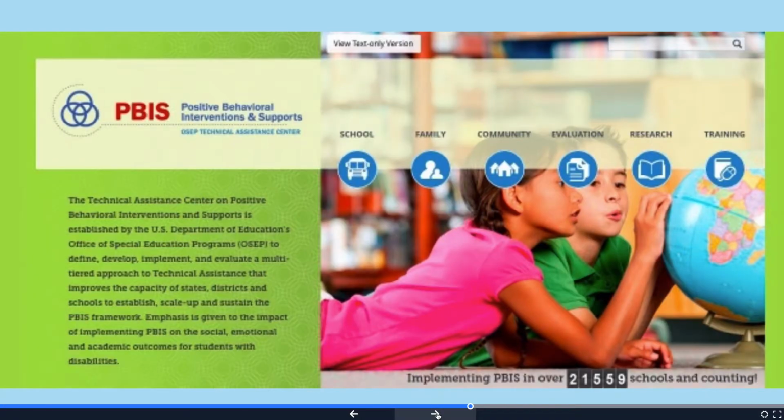PBIS you may have heard of. As the graphic shows, it's being implemented in over 20,000 schools in the United States and around the world. It's a three-tiered model that takes into account school-wide behavior, focusing on small groups for kids that need help in groups, and then focusing on individualized interventions.